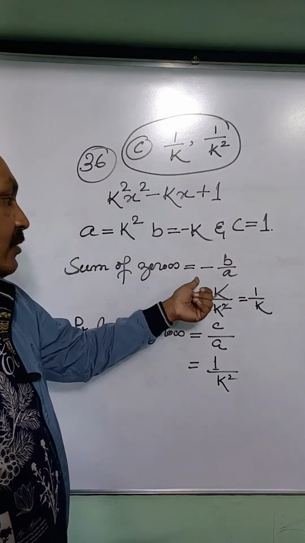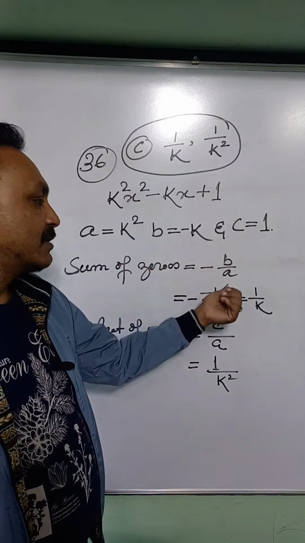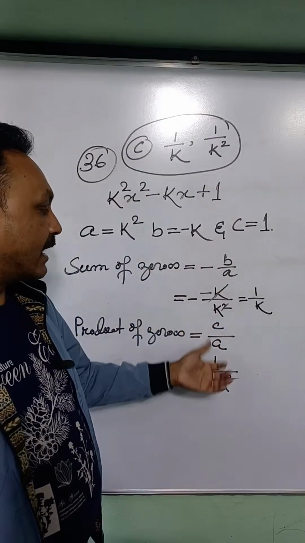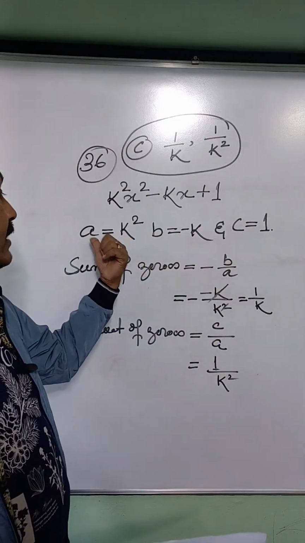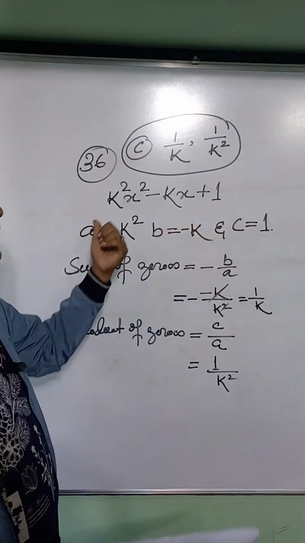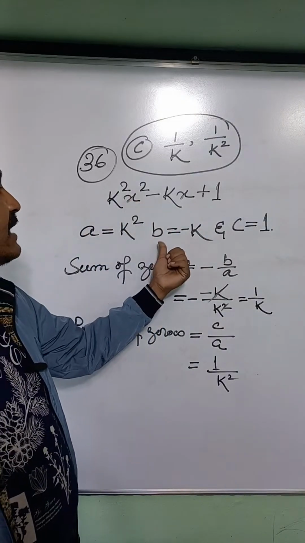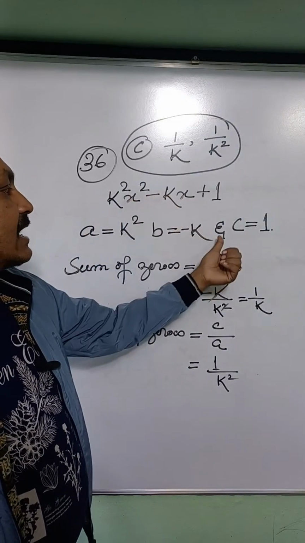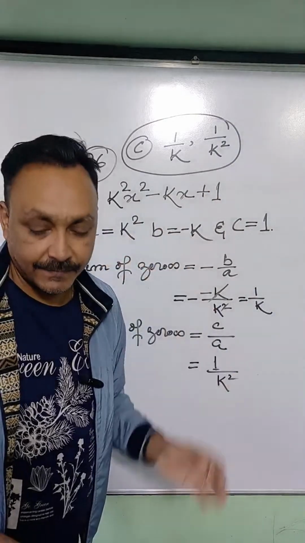Simply put the formulas. Sum of the zeros is minus b by a, product of the zeros is c by a. Before that, you have to find out a, b and c. a is the coefficient of x square, b is the coefficient of x, and c is the constant term.